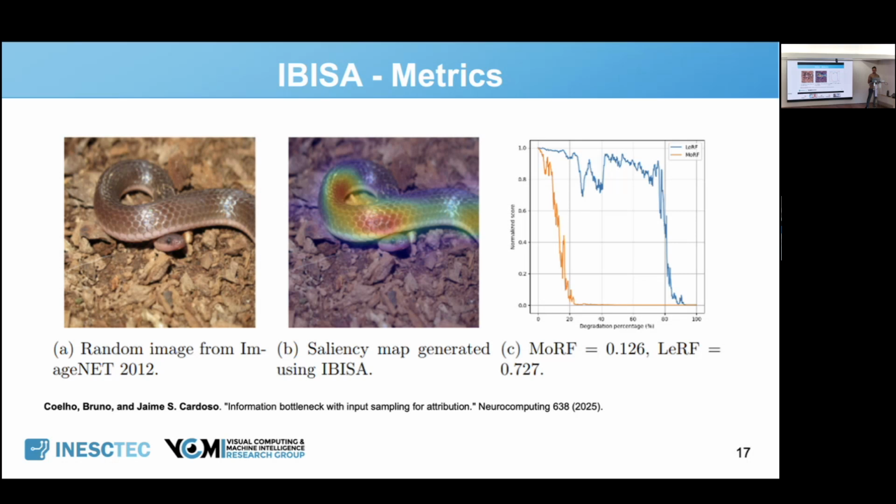On the LeRF, we start to remove the least important pixels. So we start to remove information from these regions that the saliency map points to as not important. And when you do this, you expect the value of the logit to not drop. And thus, a high value for the LeRF is a good thing. Ideally, 1 is the best one, because we are representing the area under the curve. So this is just an example of an image where the MoRF is 0.12 and the LeRF is 0.72.